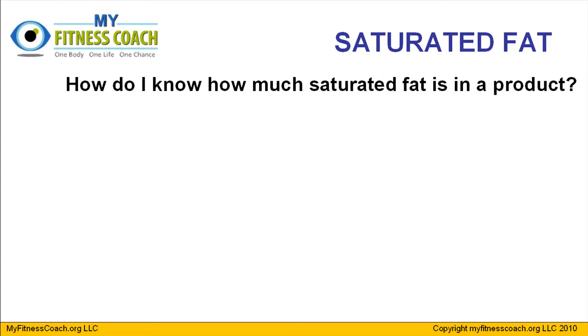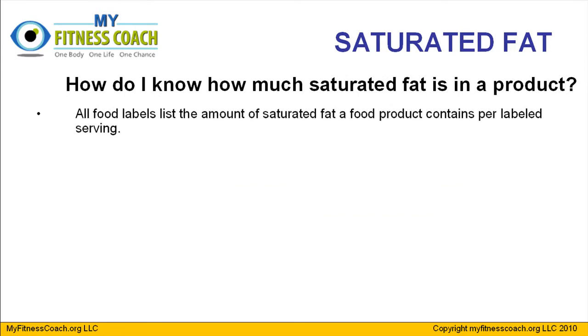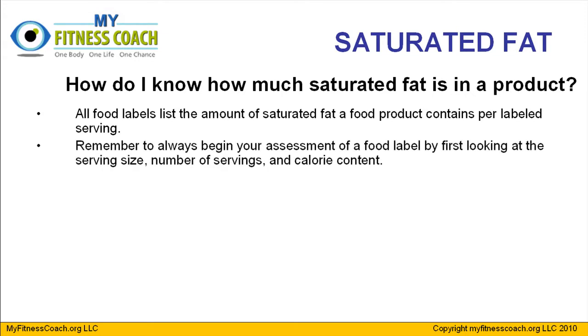So how do you know how much saturated fat is in a product? All food labels, guys, are going to list the amount of saturated fat a food product contains per labeled serving. But also, I always like to mention this: always begin your assessment of a food label by first looking at the serving size, the number of servings, and then the calorie content. Then your eyes can scan the ingredients list and other parts of the food label. But always look at the serving size and calories first.